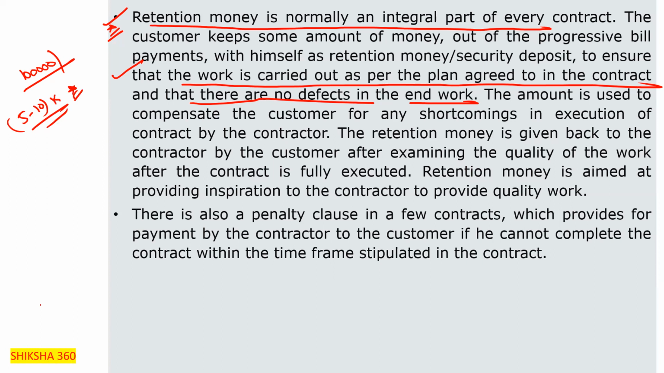The amount is used to compensate the customer for any shortcomings in execution of the contract by the contractor. Why will they keep this amount? If any work is not done, like some part is left, or the quality of the work is not good, then this amount is used as compensation for any shortcomings in execution of the contract by the contractor.